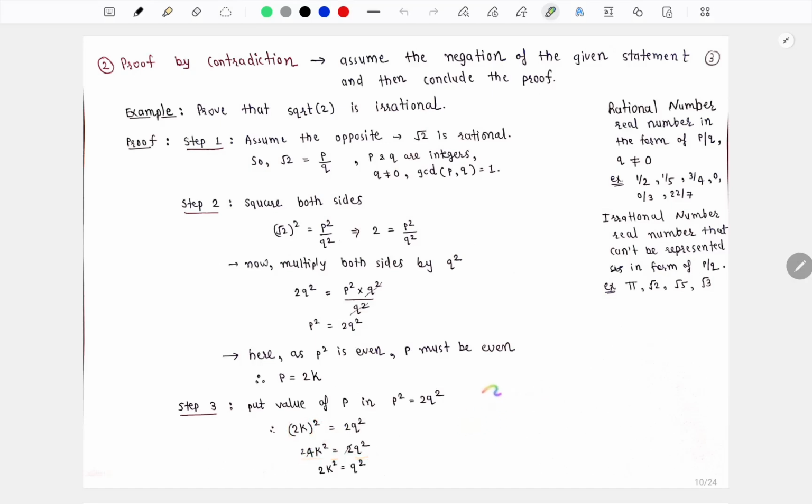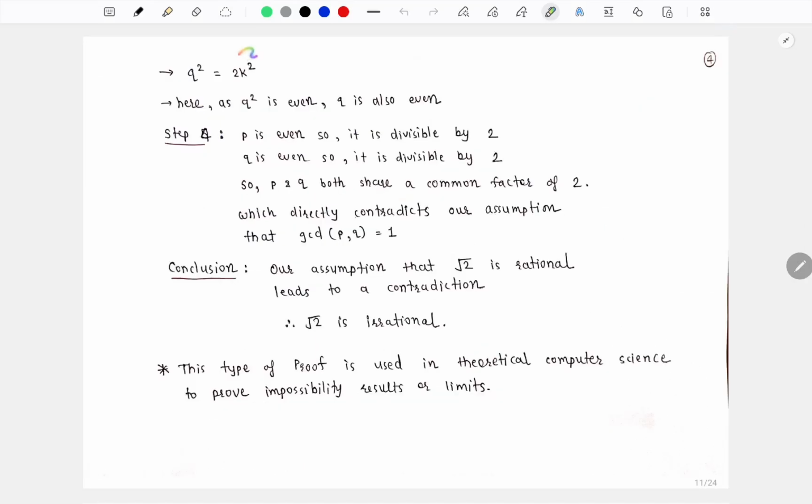Now we will simplify it. 4k squared is equal to 2q squared. 2k squared is equal to q squared. So q squared is equal to 2k squared. That means q squared is also even.